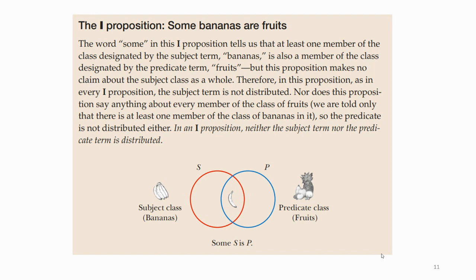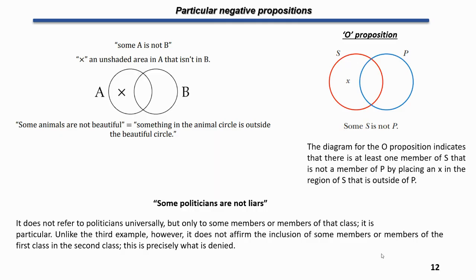Now the last one, that is the O proposition. O is the particular negative proposition. Some A is not B. Again, this is negative. Some A is not B means some portions are common and some are not common. It is confirming that some A is not B.